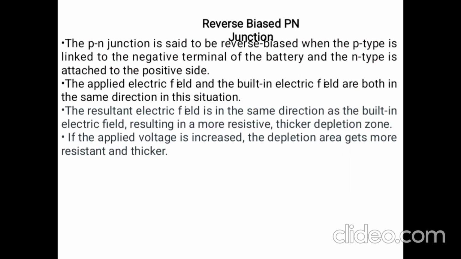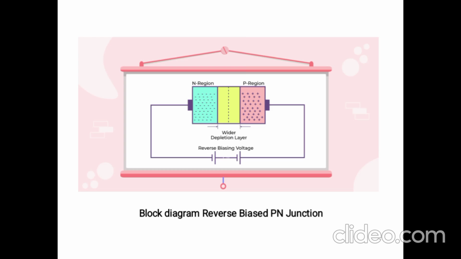Next, the PN junction is at reverse bias. P type is linked with the negative terminal, N type is linked with the positive terminal of the battery. Due to this effect, the width of the potential barrier will be increased, which prevents the flow of majority carriers. This is the operation performed on a PN junction diode during the reverse bias condition.